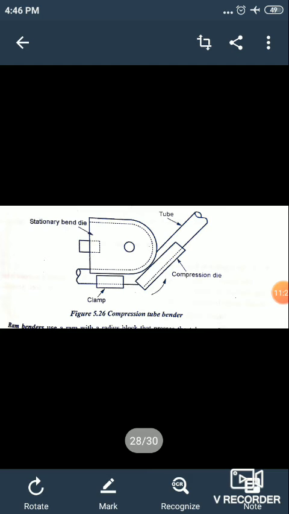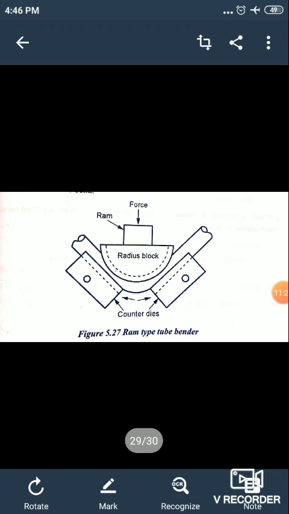Next, ram benders. A ram with a head or radius block attached to it produces bending. In a ram bender, a ram with a radius block presses the tube or pipe against two counter rollers or wind dies to produce bending. The radius on the radius block tooling determines the form of the bend.